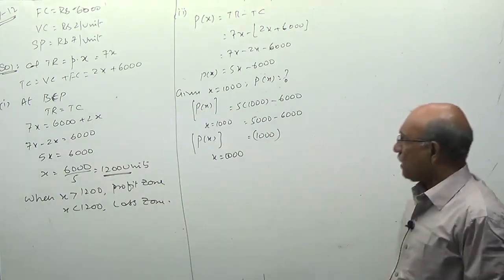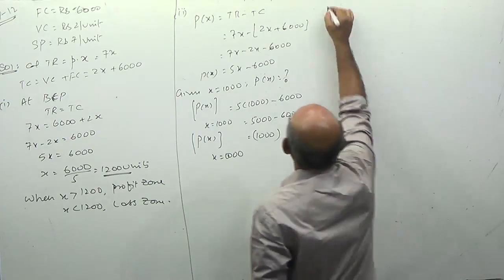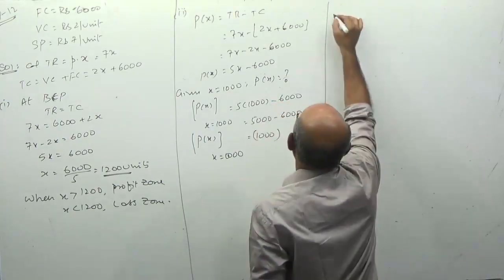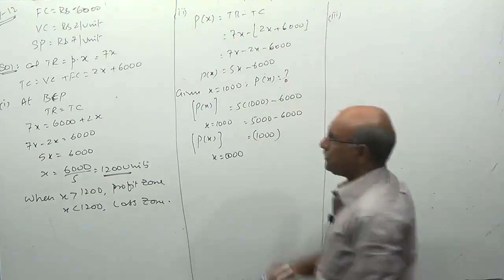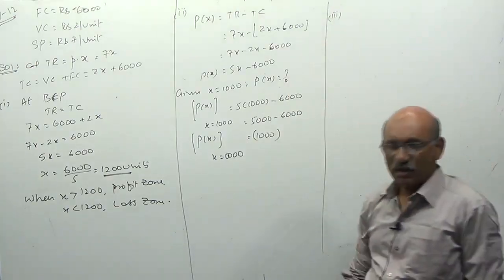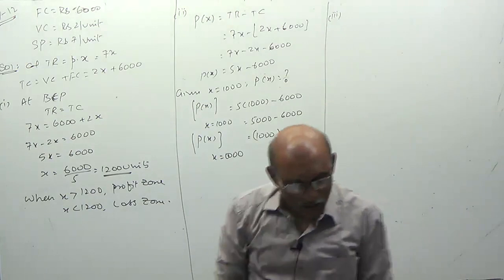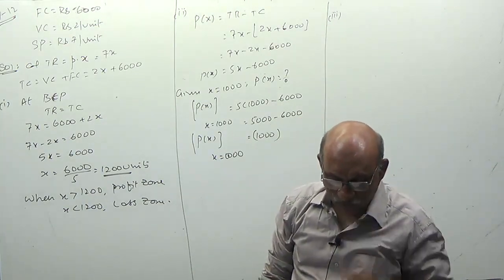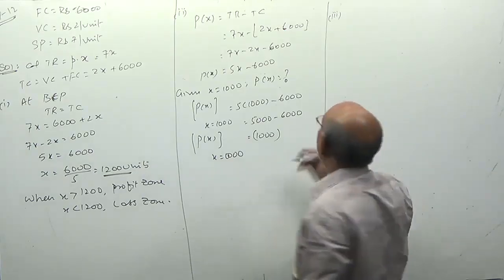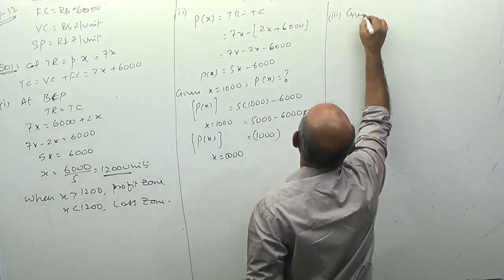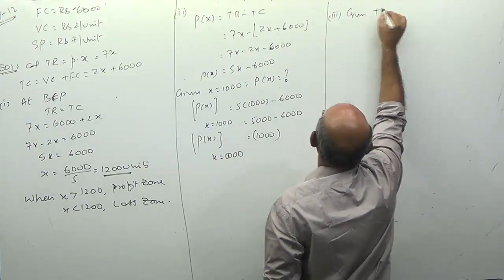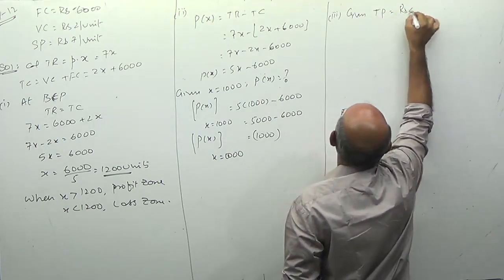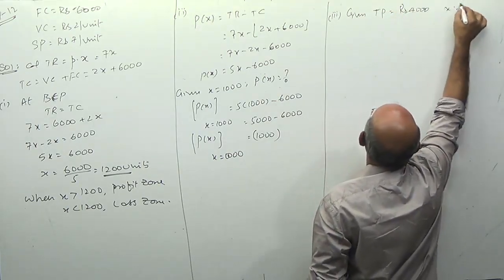It is 1,000 loss. Look at the third part of the question. How many units should be produced to earn a profit of rupees 4,000 per month? Given: TP is equal to rupees 4,000, X is equal to question mark.